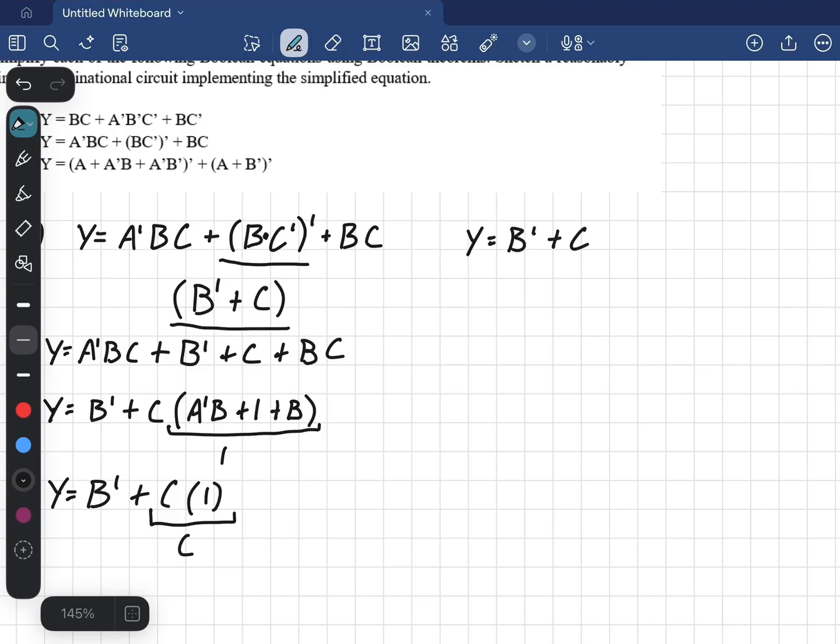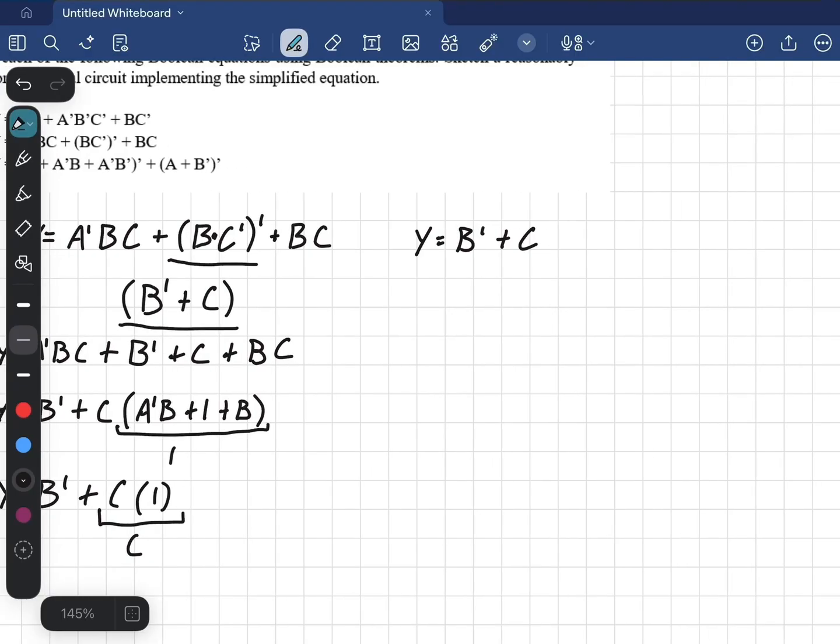And to draw this simplified gate diagram, you'll do B and C for literals. B will be inverted, and then both will go through an OR gate, with the output being Y. And this is your final answer for part B.